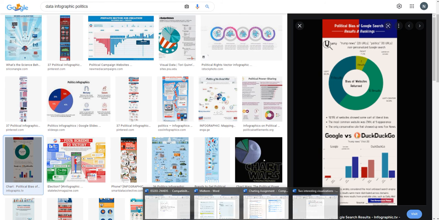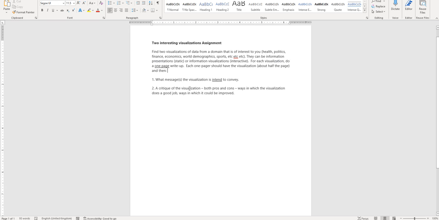Okay, so you need to use two different graphs, and for each graph you should mention what message it is conveying, and then you should speak about some goods and bads about the design clearly. So for each image you will be discussing 100 to 150 words of content. In total, my expectation is I want you to write 300 words about the two images.